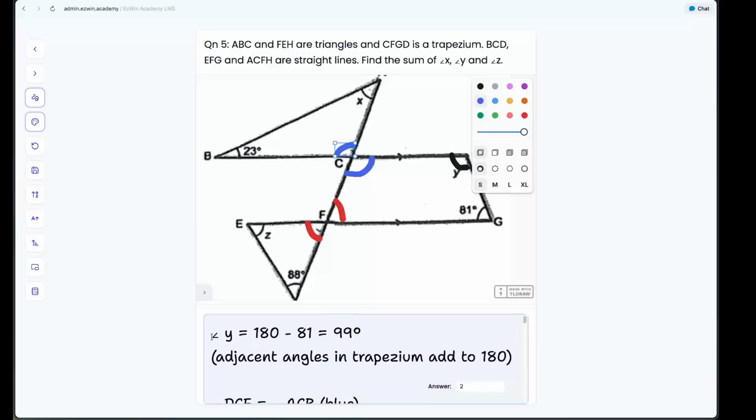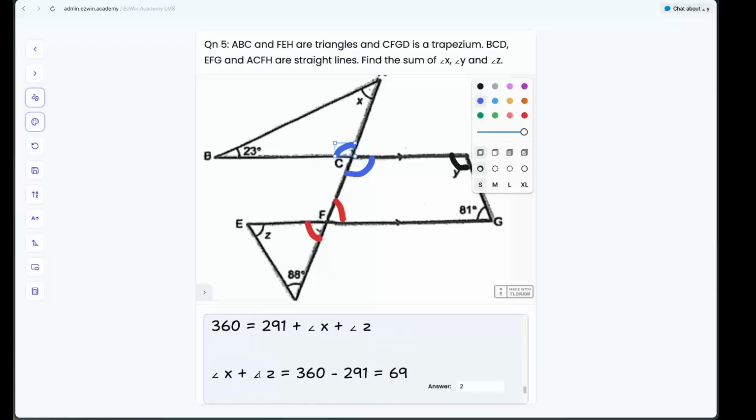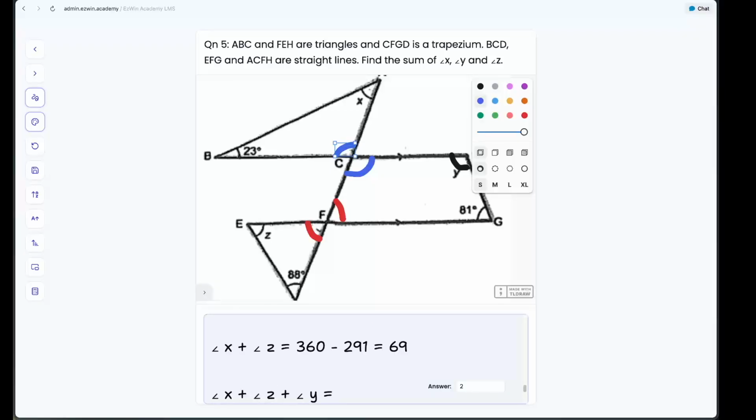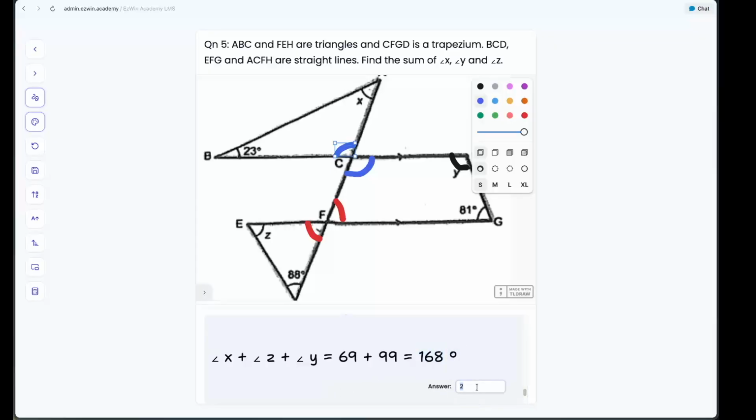Then we found out angle Y, which is 99. So angle X plus angle Z plus angle Y is equal to 69 plus 99, and this will be equal to 168 degrees. There you go. So the answer is 168.